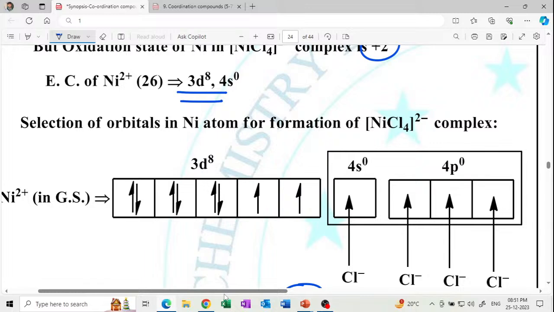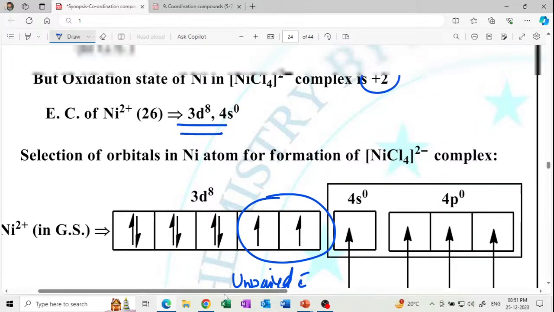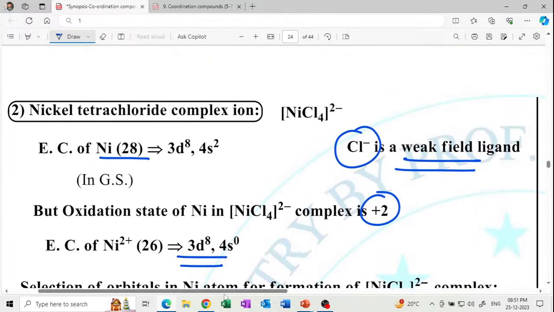Get it? So how many unpaired electrons? 2 unpaired electrons. So it is paramagnetic. This complex is paramagnetic in nature.